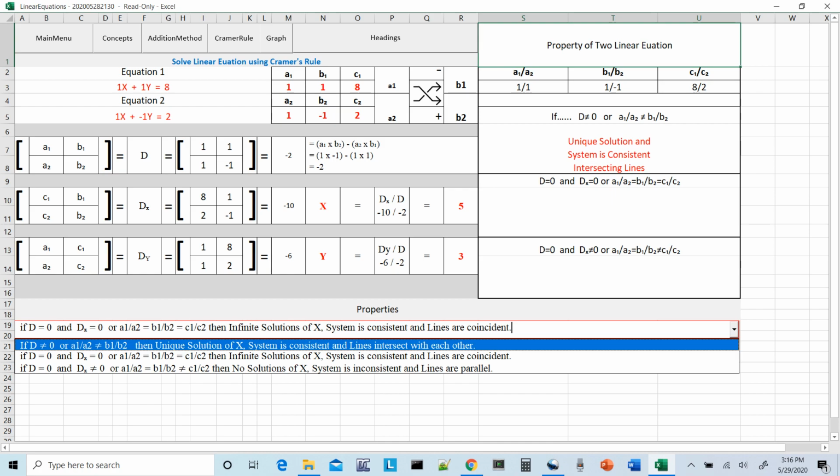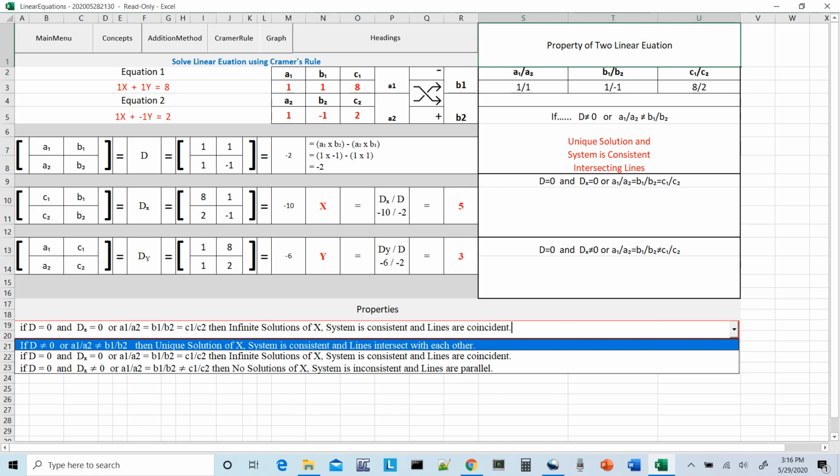What is your second property? If d is equal to 0 after calculating the determinant, and dx is equal to 0, both of them are 0, or a1 upon a2 is equal to b1 upon b2 is equal to c1 upon c2, then infinite solutions of x are possible. The system of 2 linear equations is considered consistent, and lines are coincident.